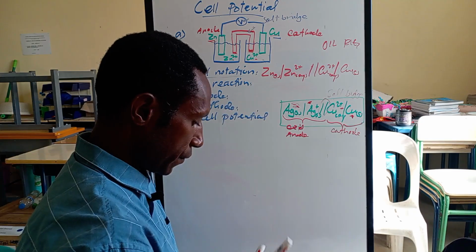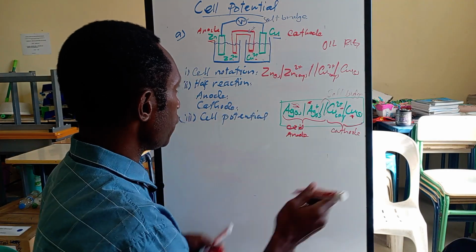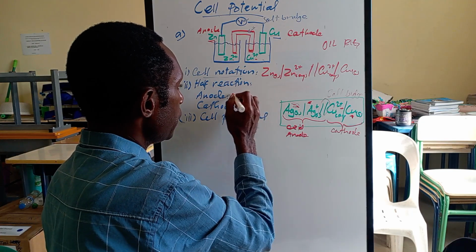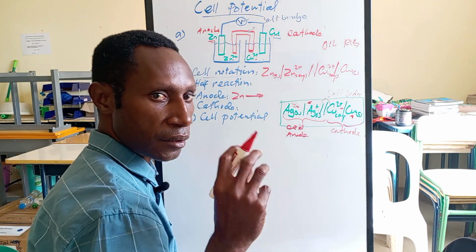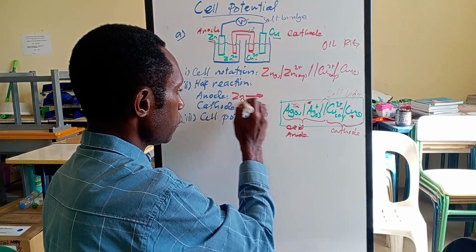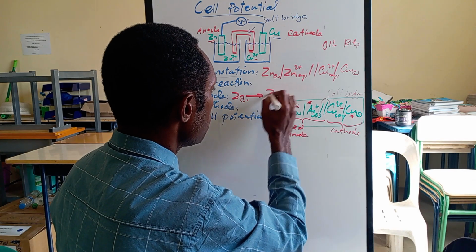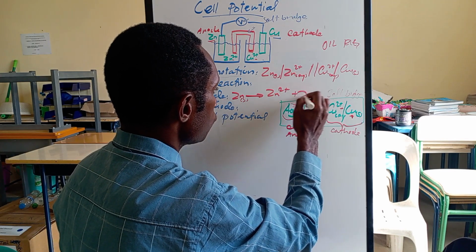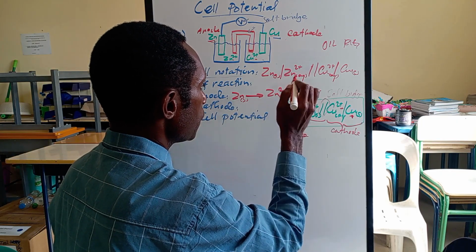Now the half reaction. So we already identified which one is anode and which one is cathode. We can write the half reactions. For the anode, it will be Zn, electrons on the right side. Solid, always put the state, then Zn2+ plus 2 electrons, (aq).